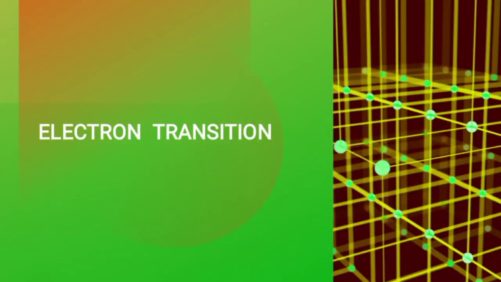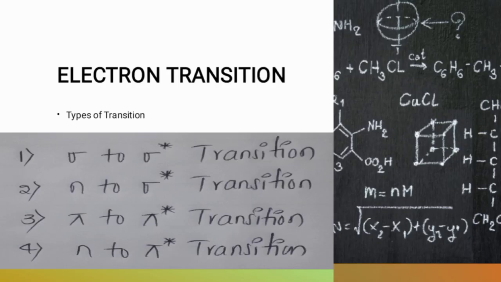Welcome to today's lecture. In this video, I will discuss the electron transition. When molecules are excited, the electrons go from a bonding to an antibonding orbital.